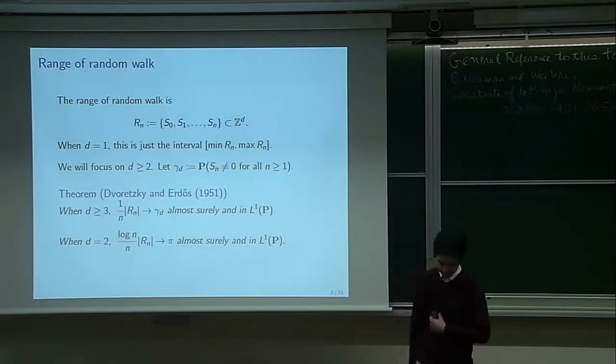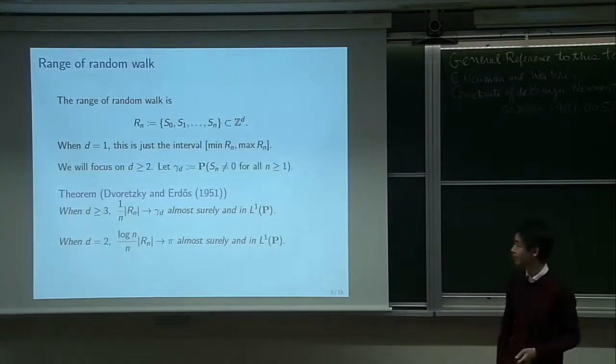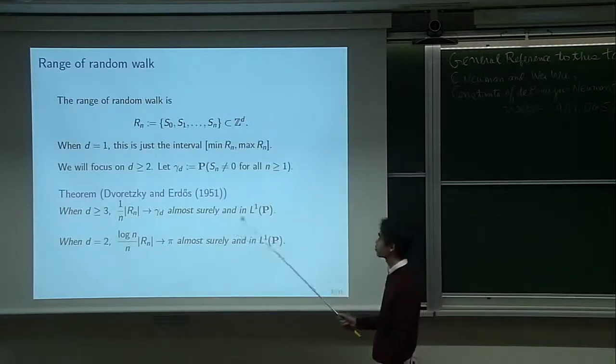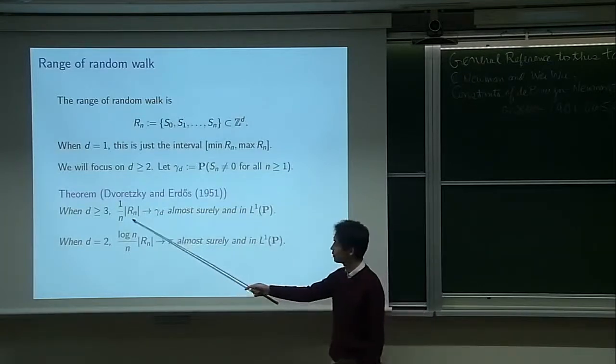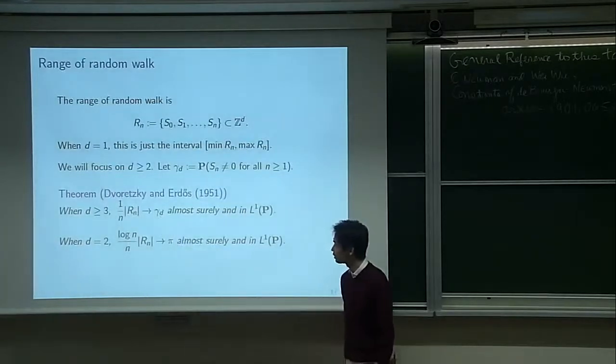I will not give you a proof, of course, but it's relatively easy to understand because there is a redundancy in this set. You will get effectively one newcomer when you visit one site, and you get one more point in the range when you visit that point for the last time. And that probability is given by that. So that is a very rough explanation. And it holds almost surely and also in probability in L1. So in particular, the expected value of the range also converges to that number.